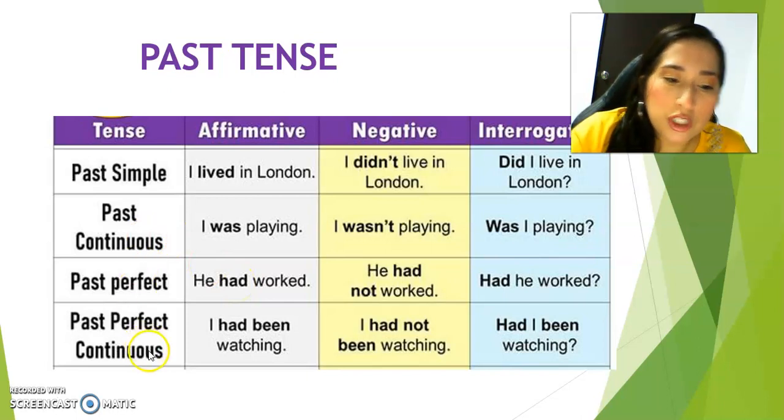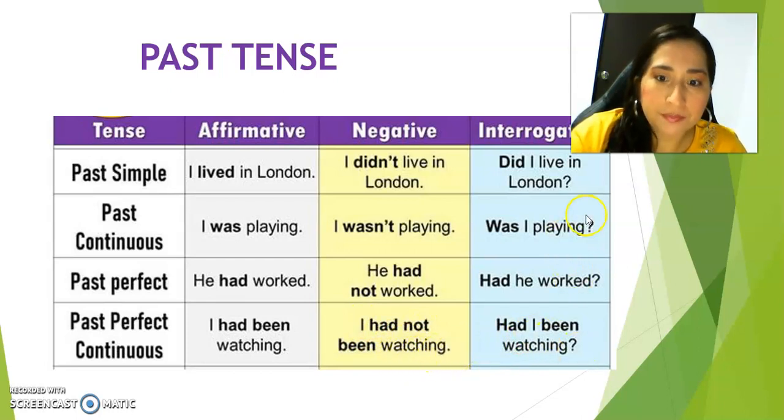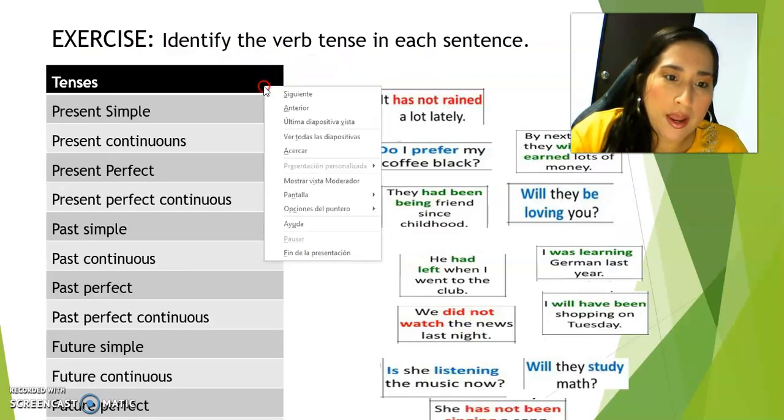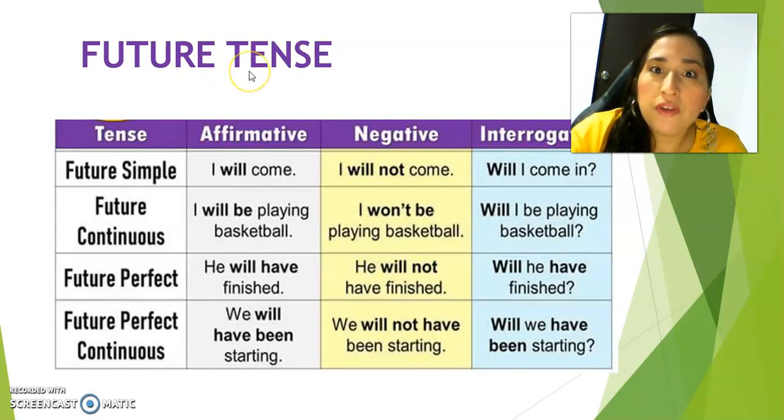Past perfect continuous. I had been watching. I had not been watching. Had I been watching? In this case, we have 1, 2, 3, 4, another 4 tenses for the past, okay? And let me show you the future.